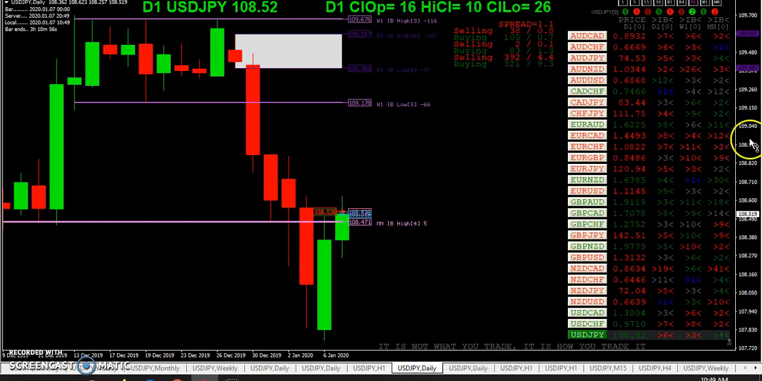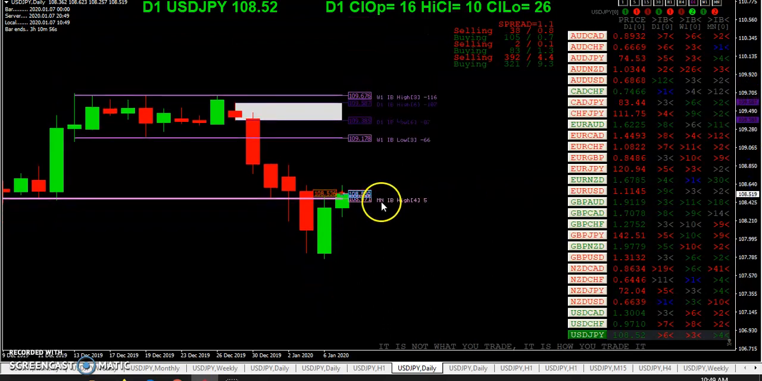Inside bar, remember we were inside that monthly inside bar. Now we broke above it, right through it. So once again, that inside bar trade proved to be profitable. And if you already exited at the peak, you'd made 15 pips. Once again, not a bad trade.